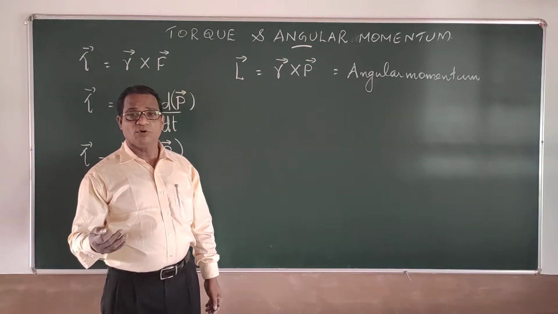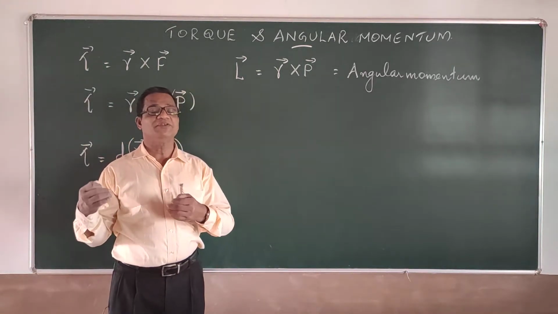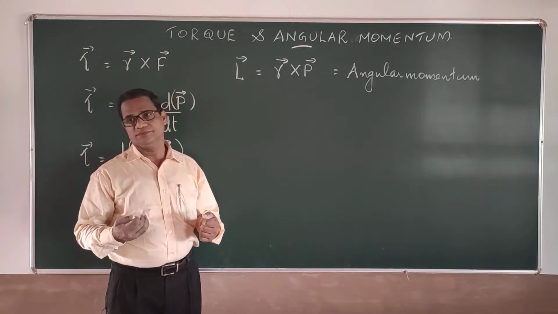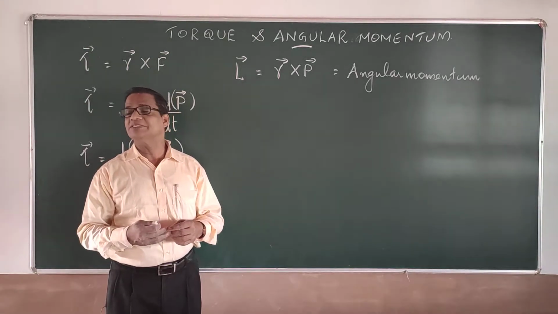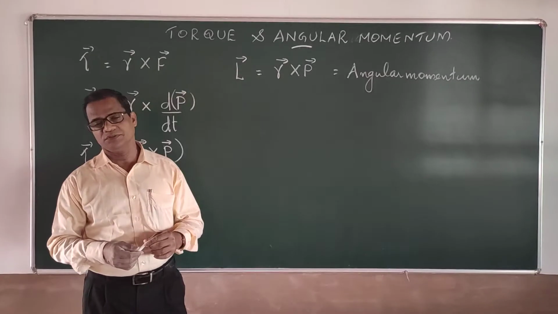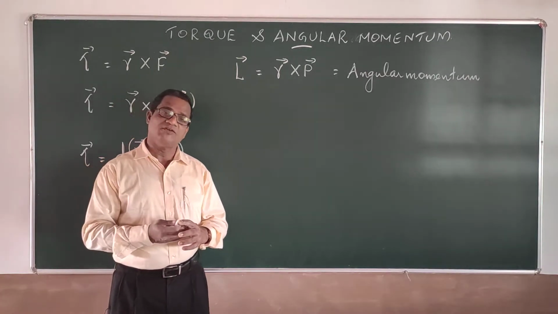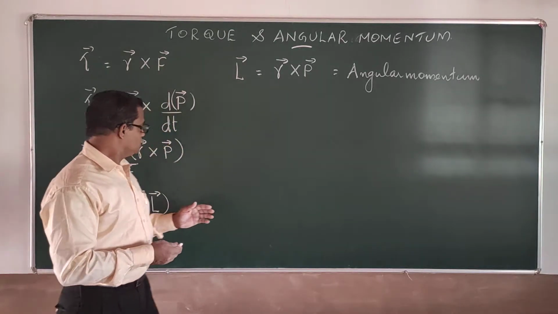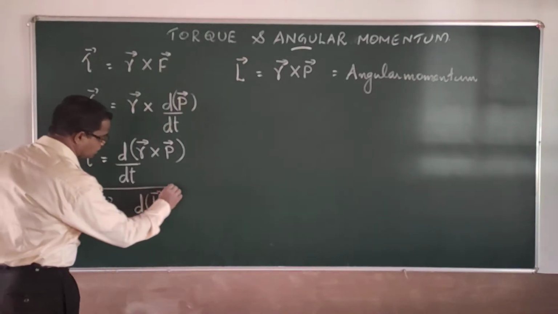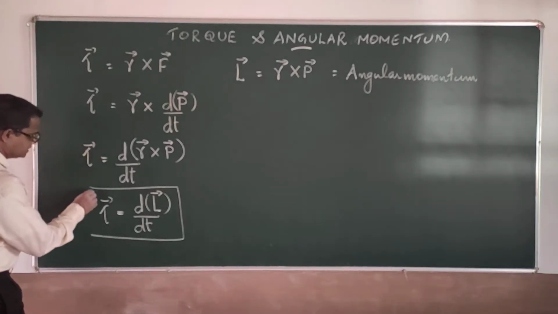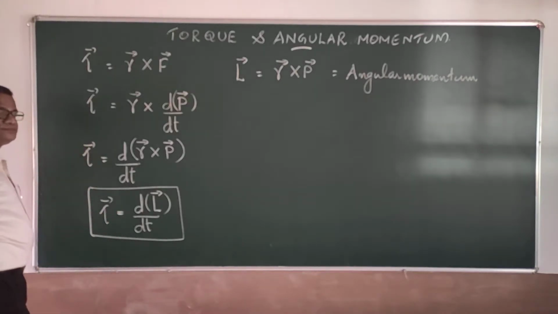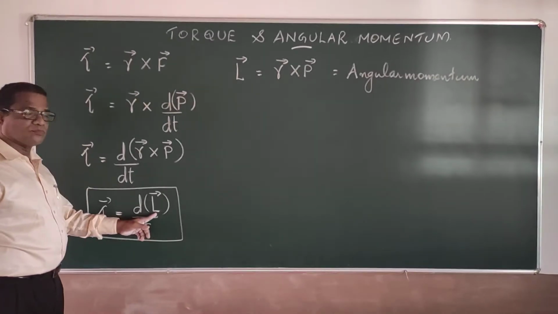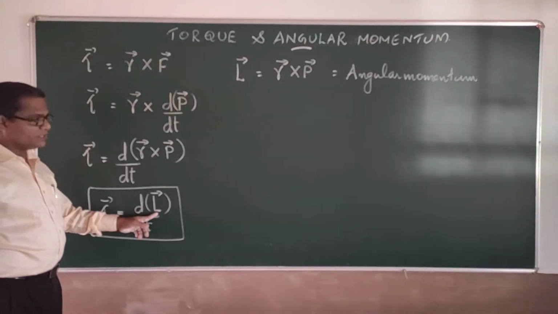Or what is angular momentum? It is the momentum associated with the angular motion. You can say it like that: momentum associated with angular motion, or momentum derived from the torque. So this is the relation connecting torque and angular momentum. Alright?